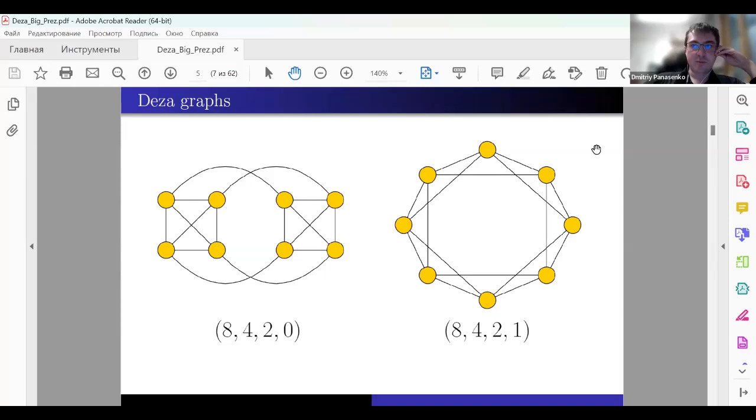Here are the 2 smallest examples of strictly Deza graphs. These are Deza graphs that are not strongly regular and have diameter 2. For example, you can see that these 2 adjacent vertices have two common neighbors, this one and this one. And these 2 non-adjacent vertices also have 2 common neighbors, this one and this one. It has parameters 8, 4, 2, 0, and the other example has parameters 8, 4, 2, 1. The first graph is basically 2 cliques with a matching, and the second graph is 2 4-cycles and one 8-cycle connected in some beautiful way.